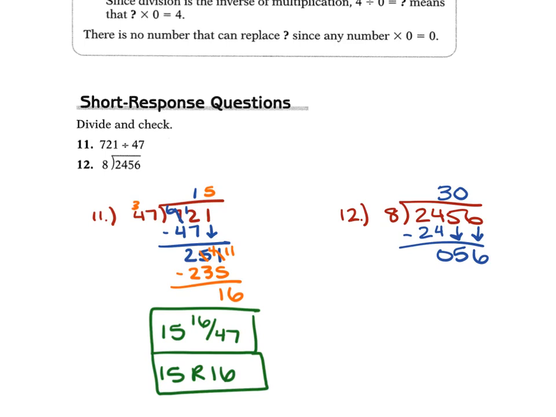Yes. How many times? 7. And 7 times 8 is 56. So we do not have a remainder for this one. We just have 307 for our answer.